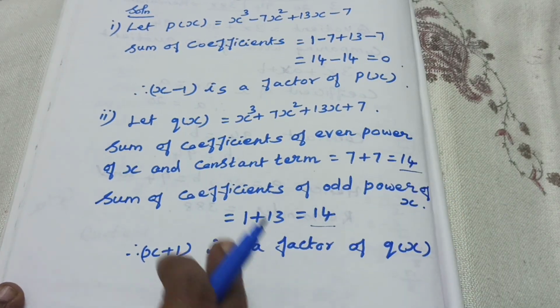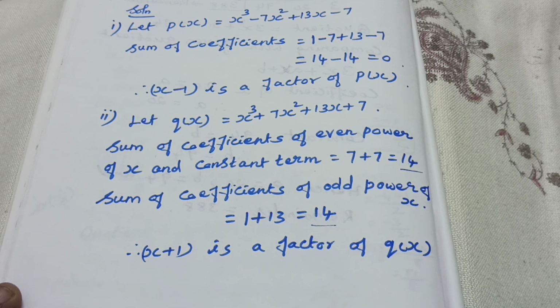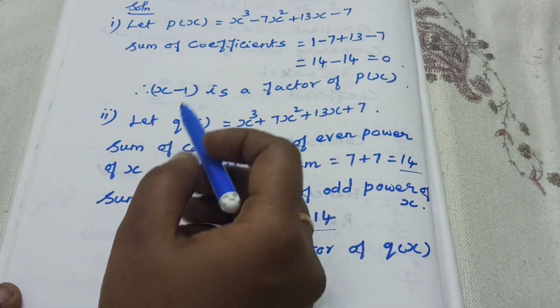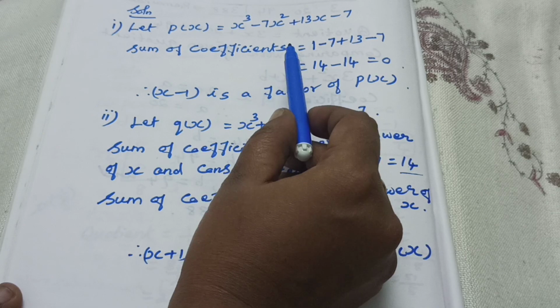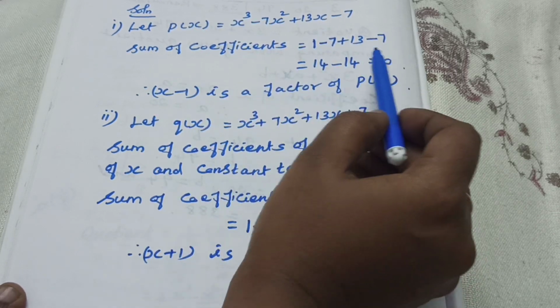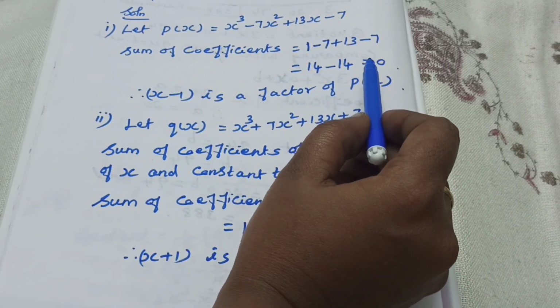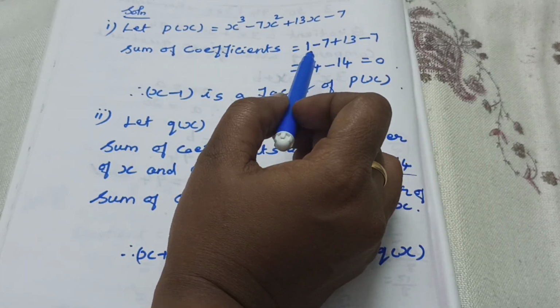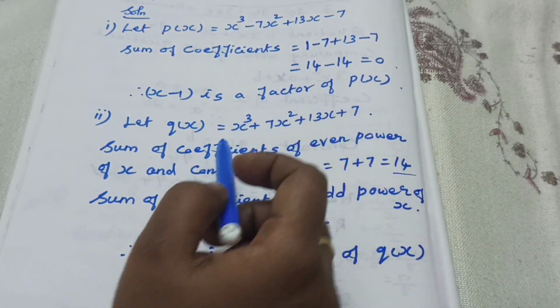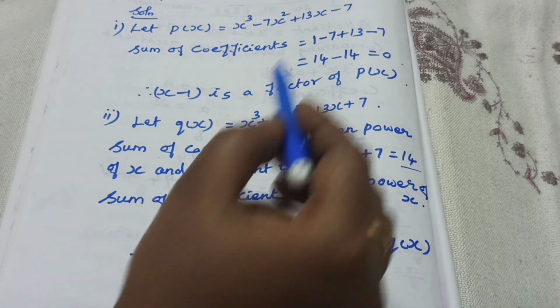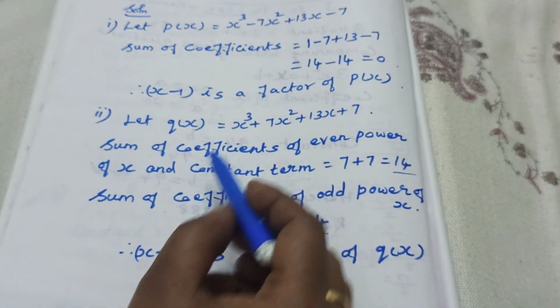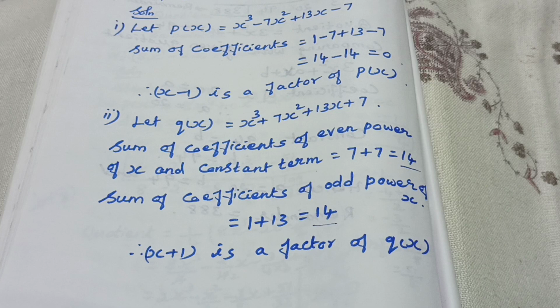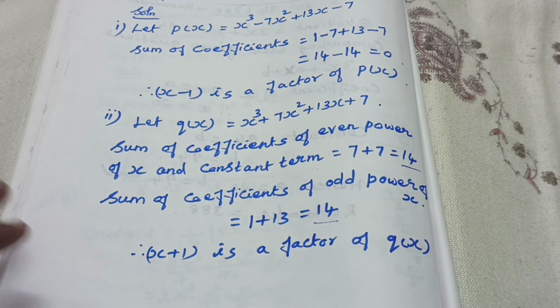Any doubt? Is this condition clear? Suppose x minus 1, at once you check the sum of the coefficients, all coefficients added. If you did not get 0, this is not a factor. x minus 1 is not a factor, you write it. Suppose if you get 0, then x minus 1 is the factor of p of x. We can write. Any doubt?